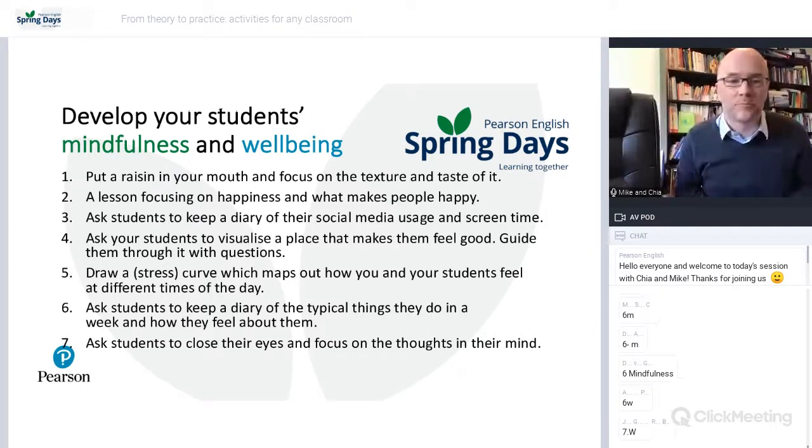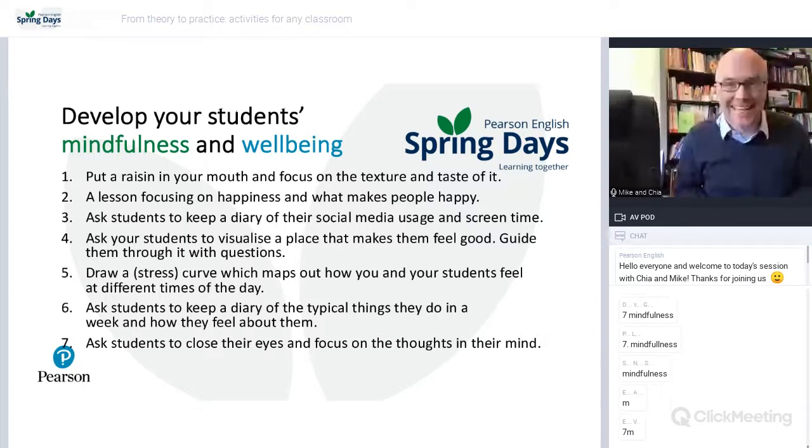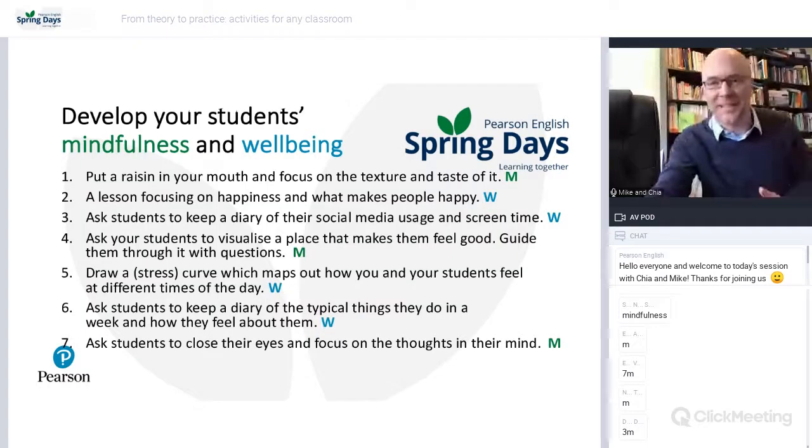And the seventh one, ask students to close their eyes and focus on the thoughts in their mind. Is their mind wandering? Are they thinking about what they're going to do after the lesson? Are they thinking about how hungry they are? Are they thinking about something else that might be bothering them or exciting them? Are they thinking about your lesson and the activity that they're in? Hopefully, ideally, because otherwise they're potentially distracted. But if there are distractions there, it's important to get them out.